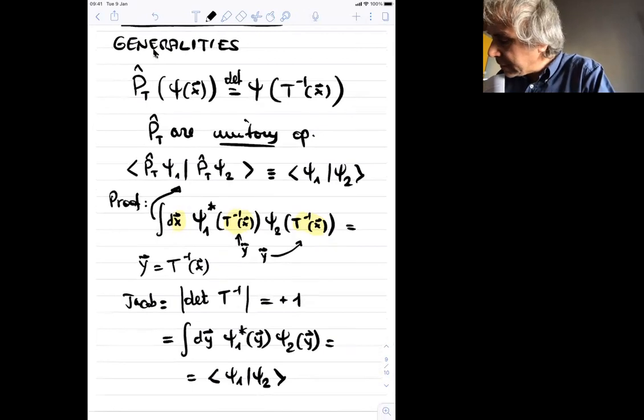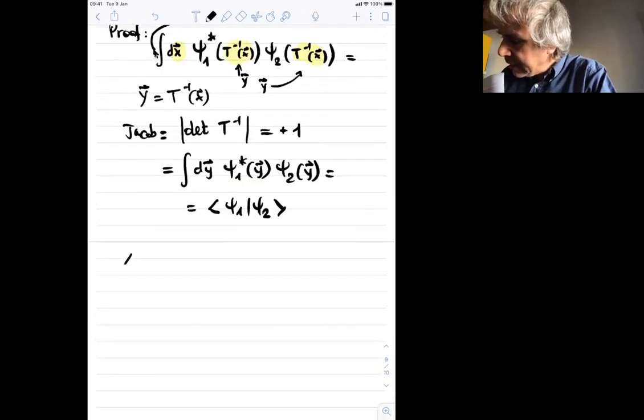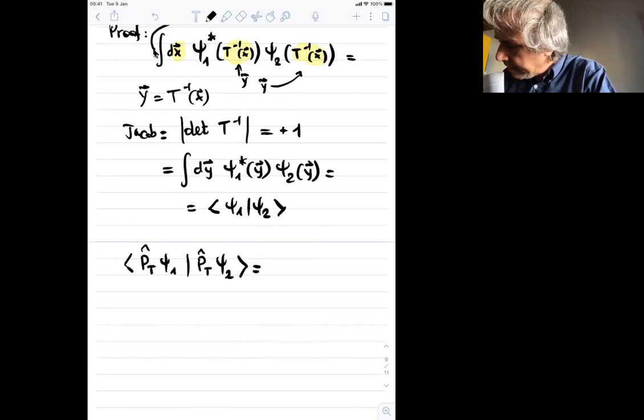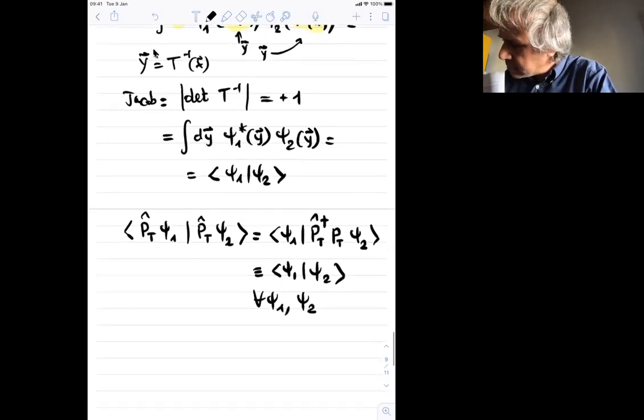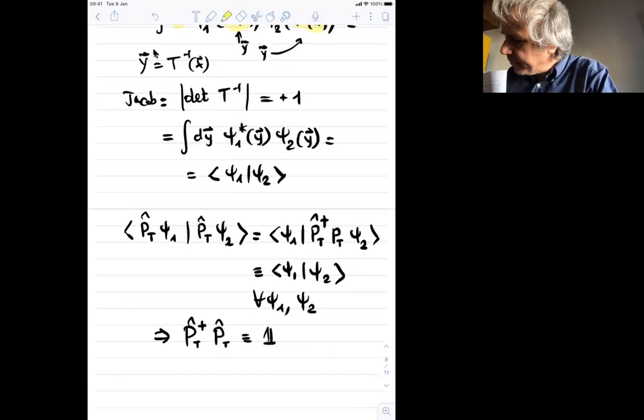In other words, if I bring, for instance, this thing to the right-hand side of the product, I do have that P_T of psi1, P_T of psi2 is equal to psi1, P_T dagger P_T psi2. And this thing is equal to psi1, psi2 for all psi1 and psi2. This implies that for a unitary transformation, P dagger P is equal to the identity. This is a very important definition that unitary operators satisfy.